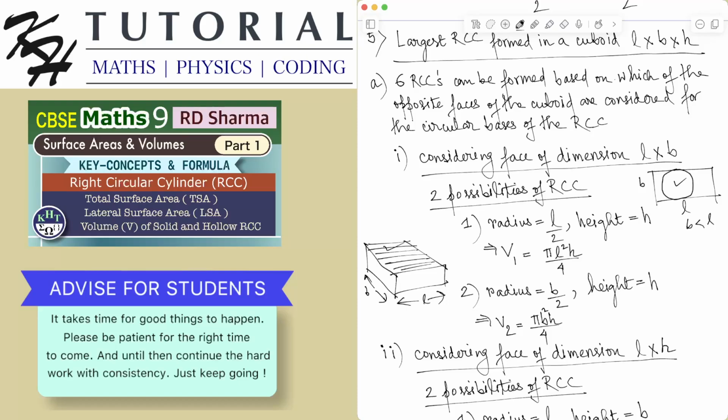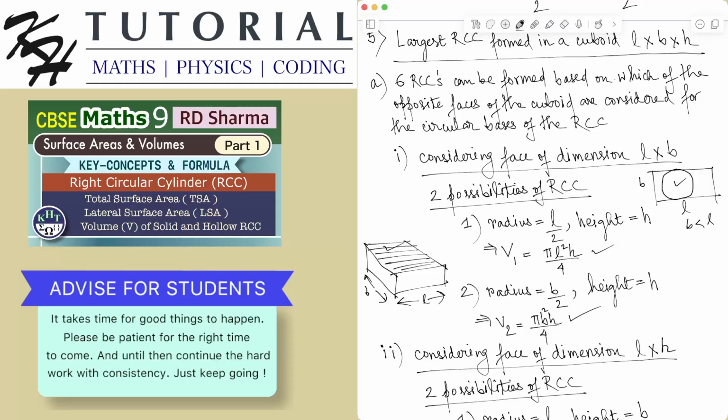Now it could be the case that L is greater than B, then the radius will be B by 2 and height will be H. In that case, the volume will be pi B square H by 4. So we are having two possibilities, considering the face of the cuboid having dimension L by B.